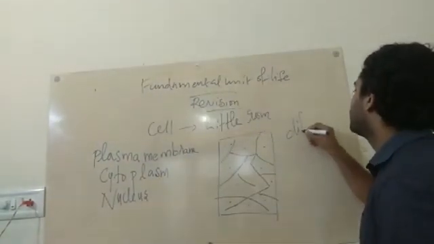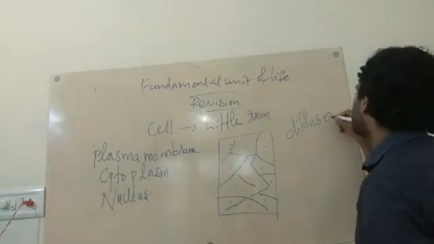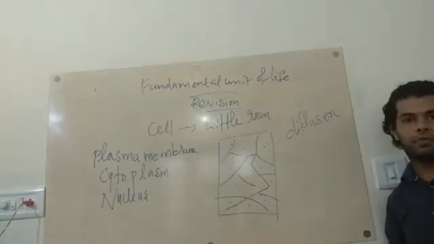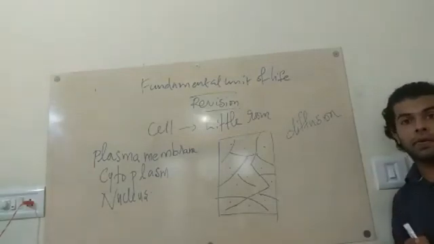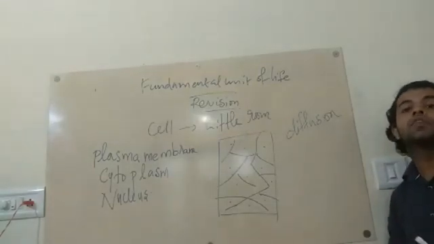So how is the process of taking in and exiting of things taking place? This takes place by diffusion. What do we call diffusion? If it needs carbon dioxide and oxygen, what is happening? Diffusion takes place.